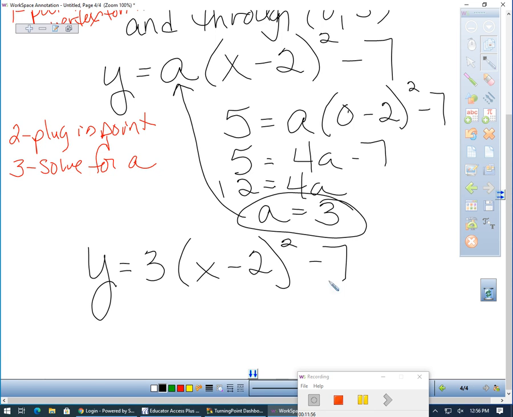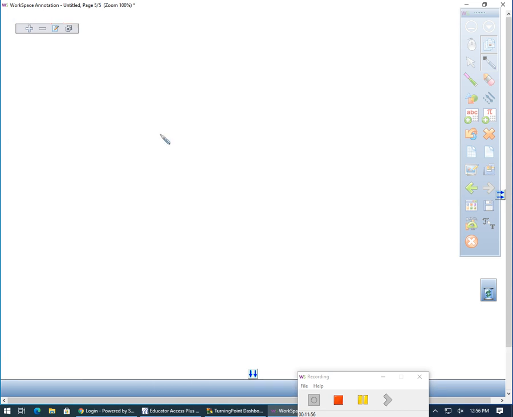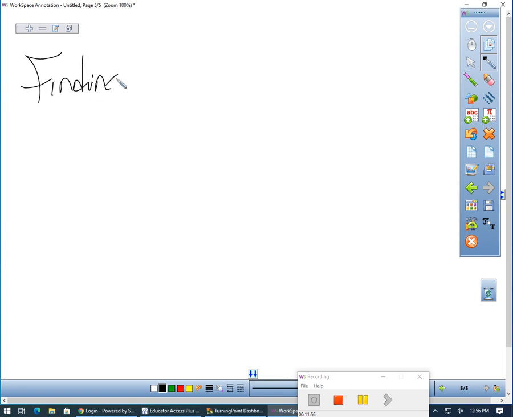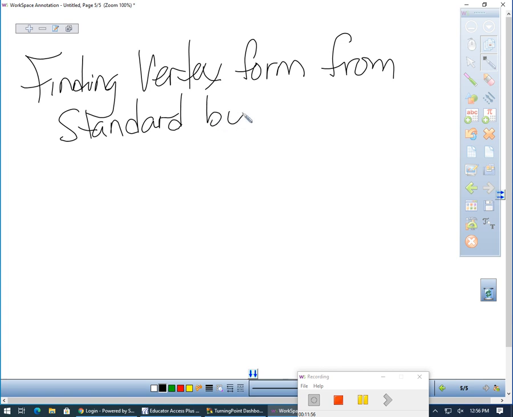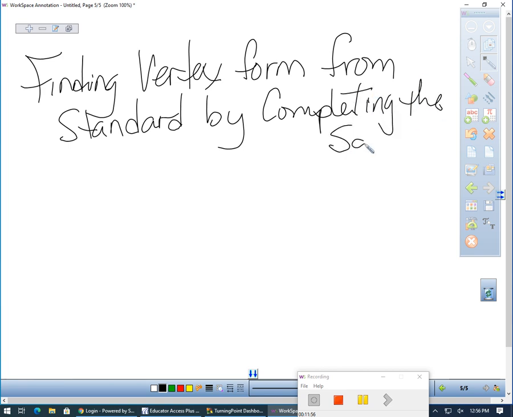All right. So, now I got to backtrack to 33 through 37. I got to. All right. I want to talk about finding vertex form from standard by completing the square. I avoided it because several of you in here don't like completing the square.